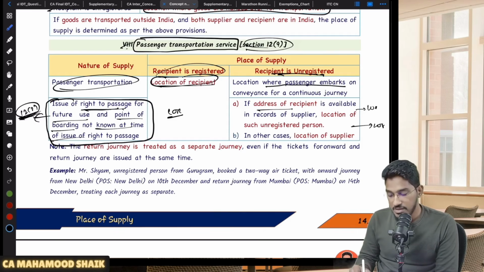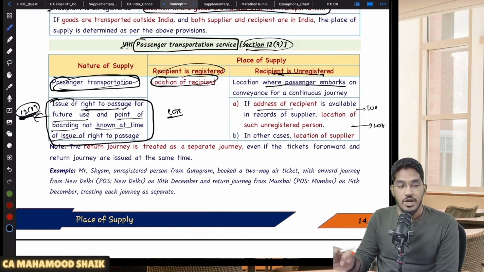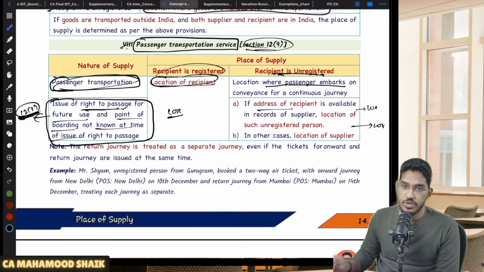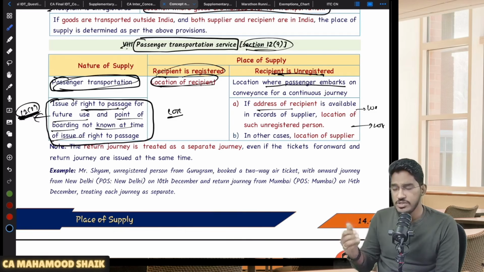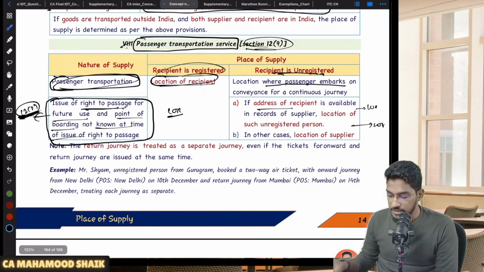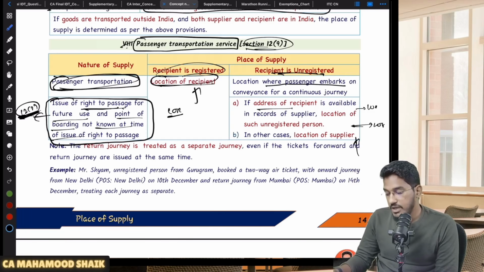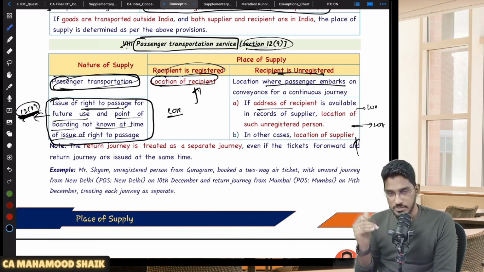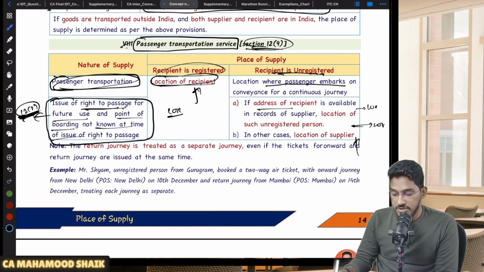Now what you remember is, if it is direct passenger transportation services, 12 subsection 9. On the other hand, if it is a right to passage for future use where the point of boarding is not known, then remember that it will go to the default provision. Sir, what is the default provision saying? We will come to that later. For your easy reference, I have given that default provision here itself. We will try to learn it once we complete all the specific cases. So till 12 subsection 9 we have covered.